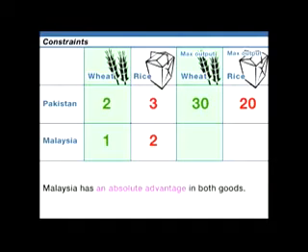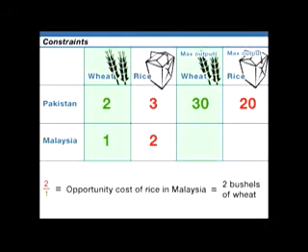Even though Malaysia has an absolute advantage in the production of each good, it will still turn out that Pakistan has a comparative advantage in something. Now, let's suppose then that these numbers represent technology in Malaysia. What is the opportunity cost for Malaysians of producing a bushel of rice?